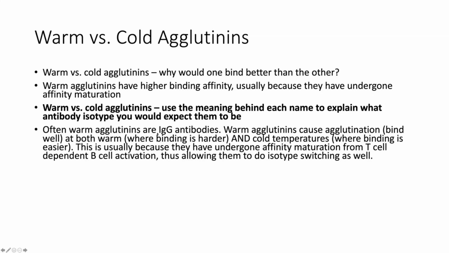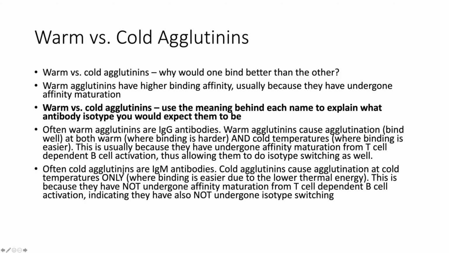Good. Yeah. So off the warm agglutinins, right? Warm agglutinins again cause agglutination at both warm temperatures and cold temperatures. This is usually because not only have they undergone affinity maturation, but they've also done isotype switching. But the big thing is the affinity maturation. So often cold agglutinins, as you said, are IgM for the reasons that you explained.